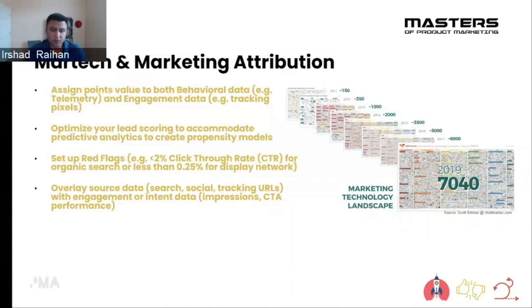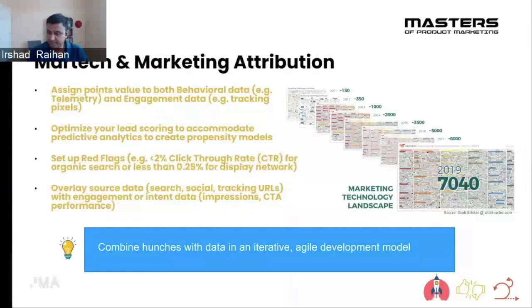This is another important one, right? Overlaying source data with engagement or intent data. So obviously, using search and social and tracking URLs and all the classic product marketing and digital marketing tools, but also looking at CTA performance is a good one, right? Every presentation, every story that you tell, every touch point with your customer must have a CTA. And being able to track that back to your search and organic and social data, etc., and seeing if there's a mismatch there, or do those generally seem pretty aligned.